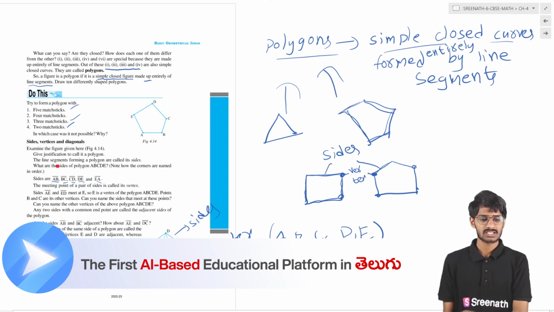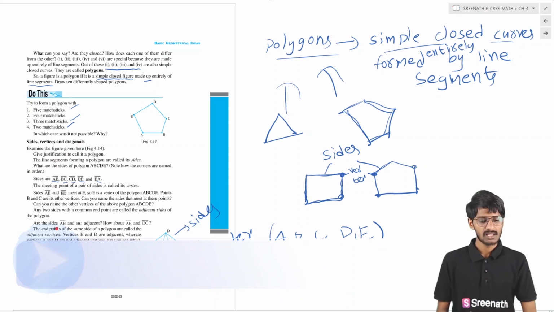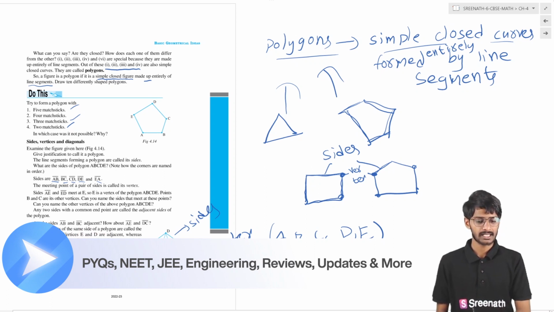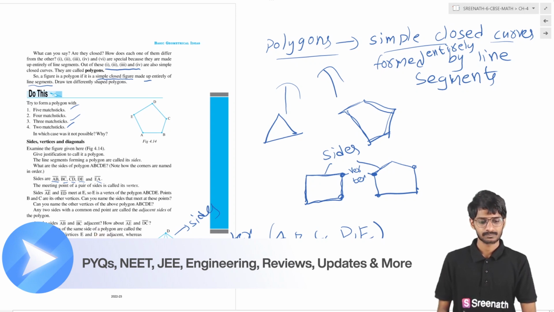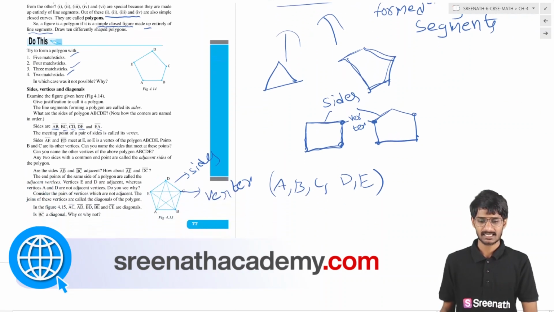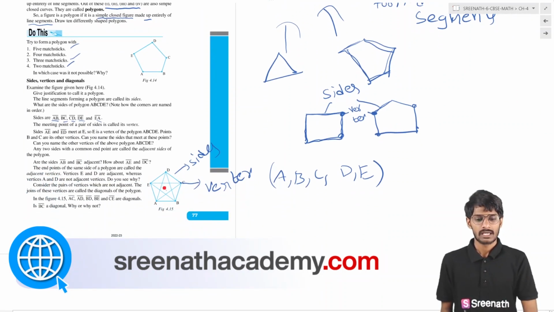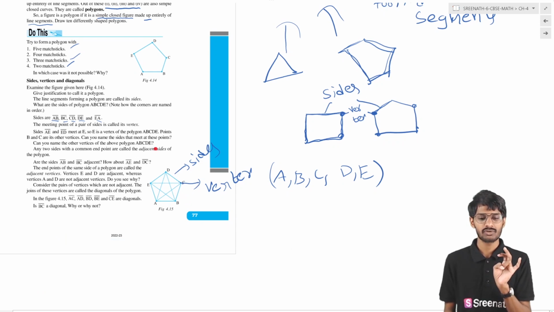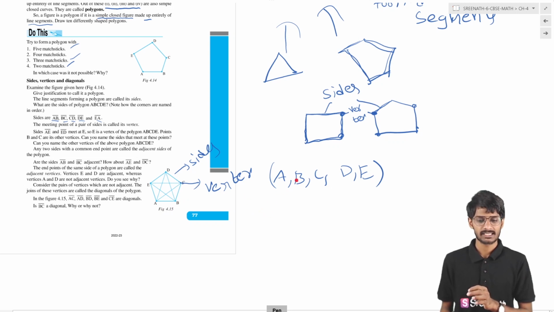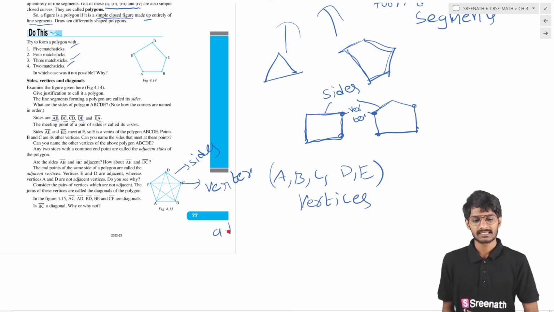Next thing is, the endpoints of the same side of a polygon are called adjacent vertices. Here, vertices A and B, B and C are adjacent vertices. So we have discussed vertices and what adjacent vertices are. Vertex is a singular word. So this C is a vertex, A is a vertex. If you are talking about more than one vertex, we call them vertices. So A, B, C are the vertices. Now, adjacent vertices.